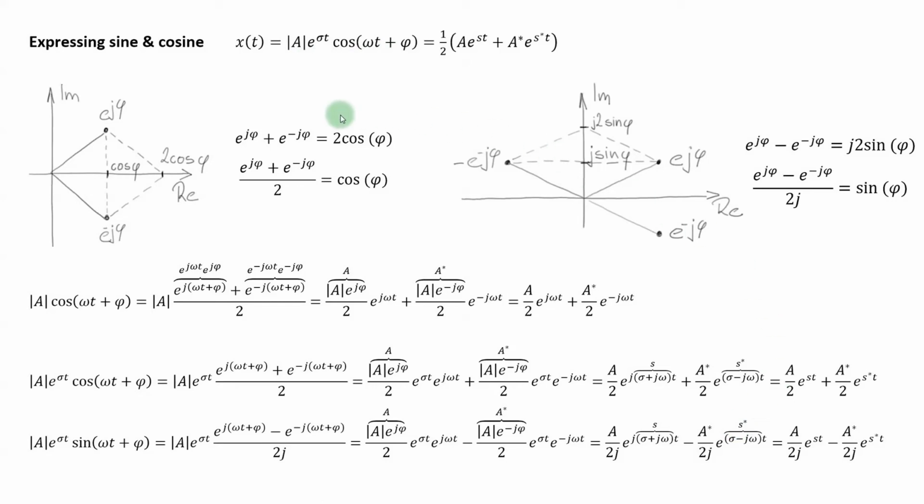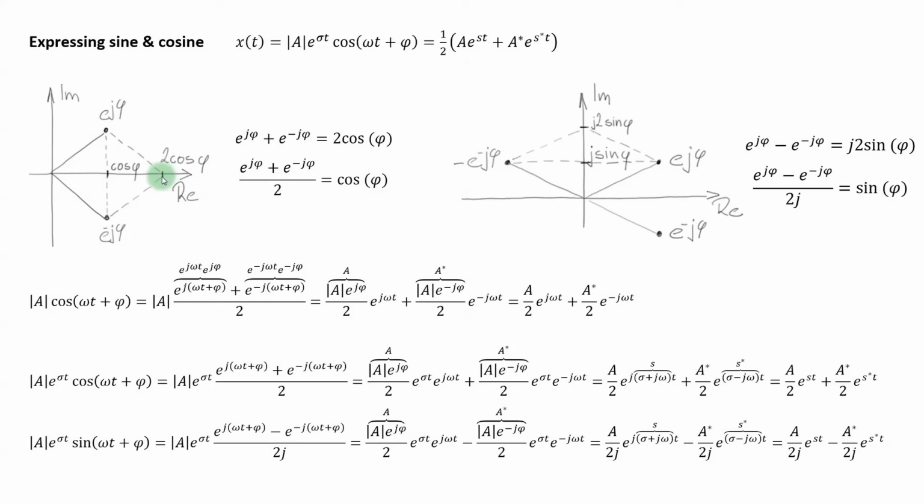I will start with cosine. I would like to find a way how to express a cosine using two complex exponentials. This is how I can do it. I can take this complex exponential e to the j phi, that is this complex number, and to this complex number I will add its complex conjugate, that is e to the minus j phi. Now, two complex numbers are added like vectors. So when I add this complex number to this complex number, this will be the result.